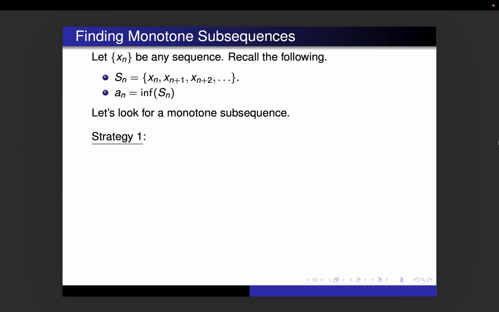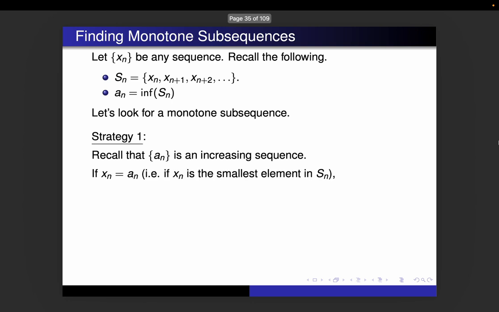So we're going to use kind of 2 strategies depending on which one works. Our first strategy is going to be the following. Recall a_n is an increasing sequence. It would really be nice if those a_n could themselves be actual terms in the original sequence, not just terms in the a_n sequence. And that might happen if x_n equals a_n. Now, this isn't going to happen all the time, and in fact, it may not happen very often at all. But it will happen if x_n happens to be the smallest element in S_n.